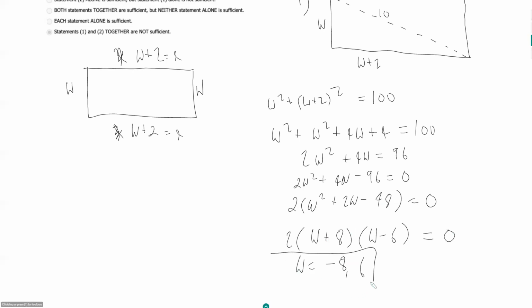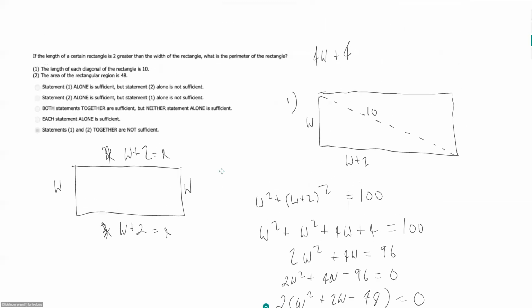But this is geometry. It is a real world situation. We cannot have negative lengths or negative distances. So W is just equal to 6. And so our perimeter is equal to 4 times 6, 24 plus 4, which is 28. So this guy is all sufficient. Remember, we didn't even need to find that because we just rephrased our question as, what is W?